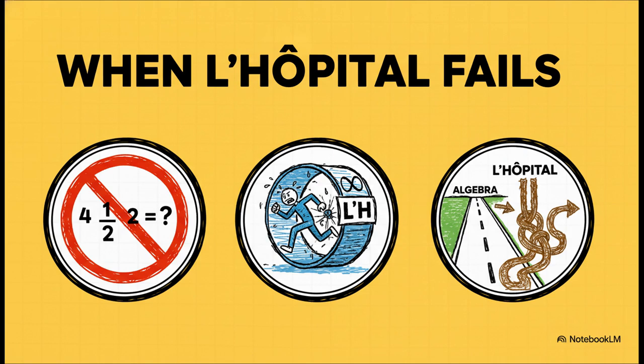2. Does it lead you in circles? Sometimes applying the rule just gives you the same problem back again, an endless loop. That's a sign to try something else. And 3, the big one we just saw. Is there an easier way? Always look for a simple algebraic shortcut first.